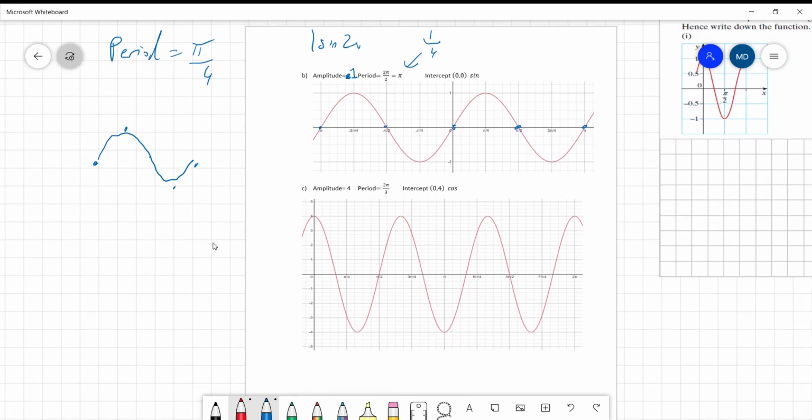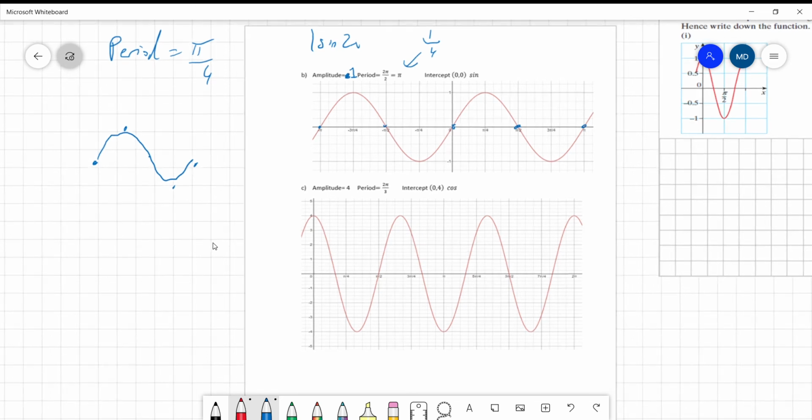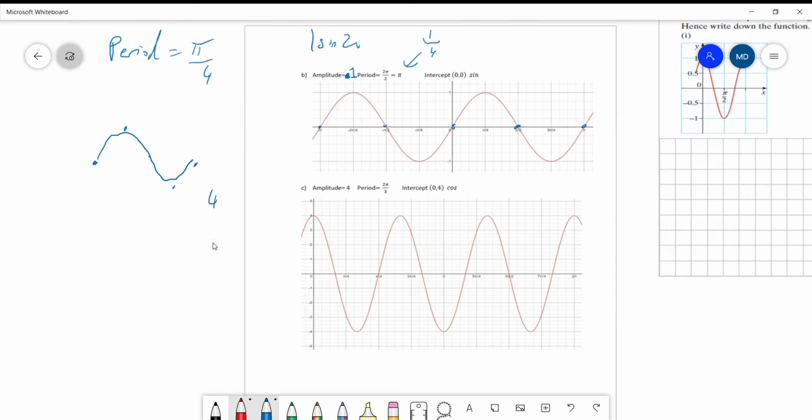Okay, so you're going to see that a bit more in this one, which was 4 pi, or 4 as a sine or cos. It was cos because it starts at the top. 4 cos 3x. Okay.